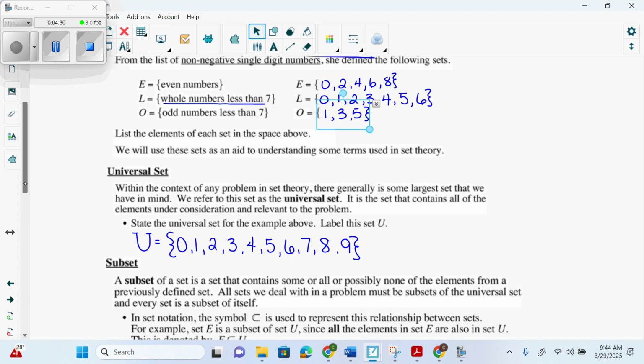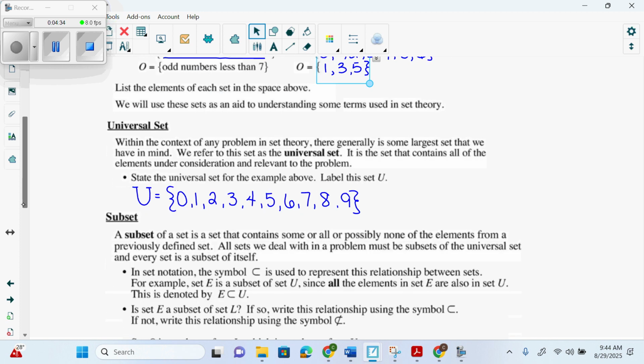All right. So let's look at this. You can pick your pencils back up. A subset of a set is a set that contains, and it's going to sound super overwhelming, a set that contains some or all or possibly none of the elements from a previously defined set. All sets we deal with in a problem must be subsets of the universal set, and every set is a subset of itself.